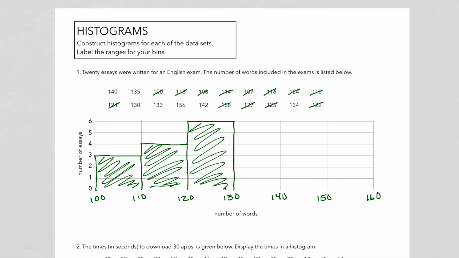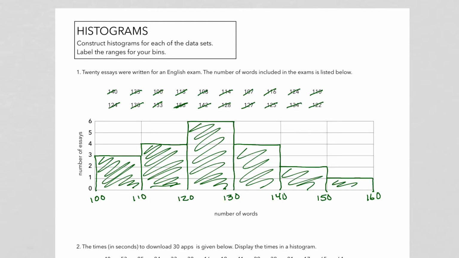120 to 130. And then from 130 to 140, I have 1, 2, 3, 4. So I'm going to go up to 4. From 140 to 150, I have 1, 2. So that only goes up to 2. And then from 150 to 160, I just have my one little piece of data left right here. So that is how you make a histogram.